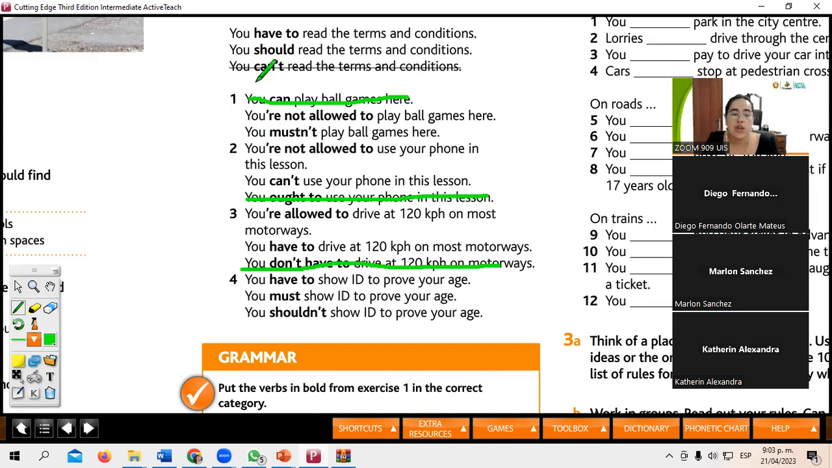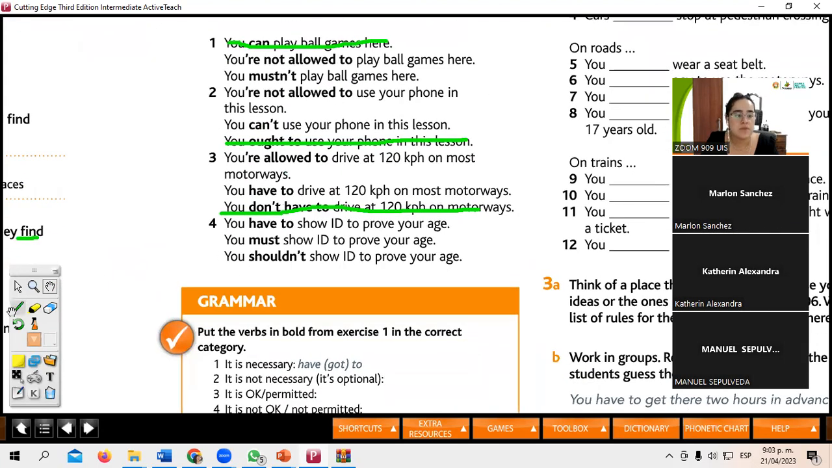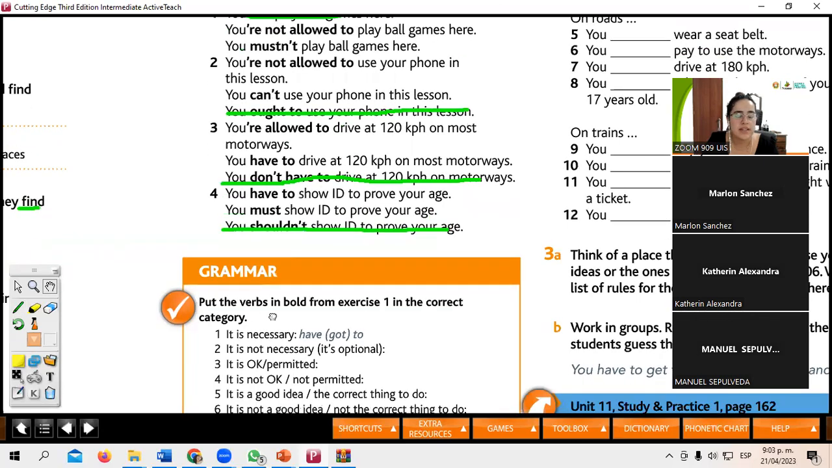And the last one, you have to show ID to prove your age. You must show ID to prove your age, or you shouldn't show ID to prove your age. The last one, yes, you shouldn't show ID to prove your age. Very good. All right, guys.